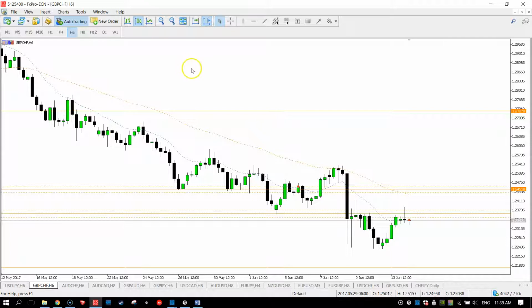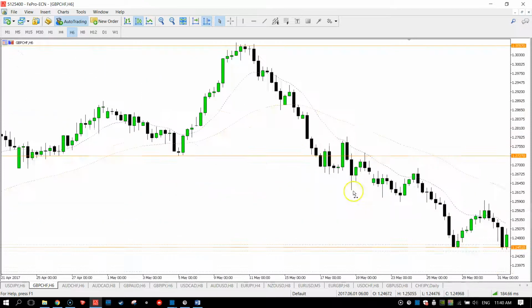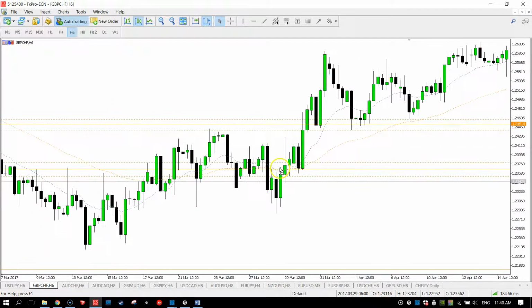So the British pound has been in a downtrend for quite a long time, and then we had the elections with the news here from the top, and the pound just tanked quite a lot. We broke through this support area here. Let me just quickly show the support and resistance area.